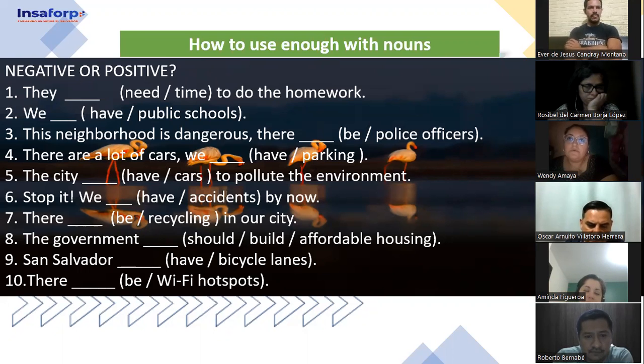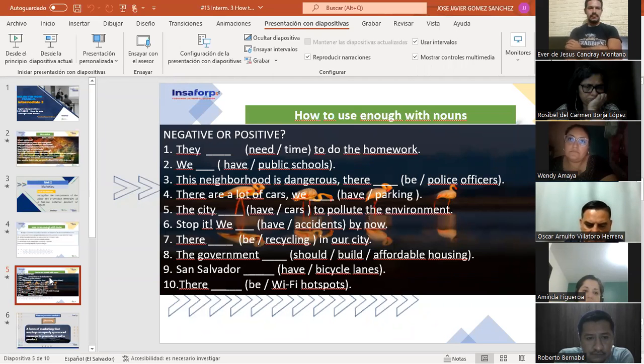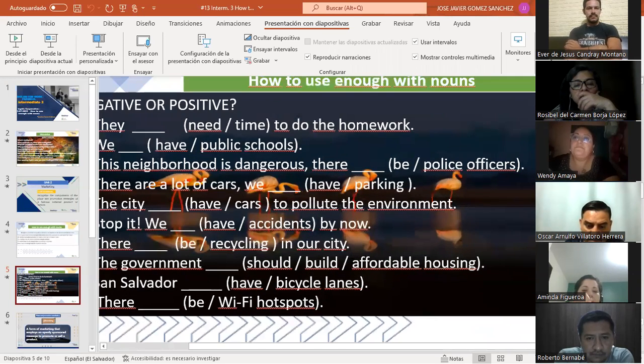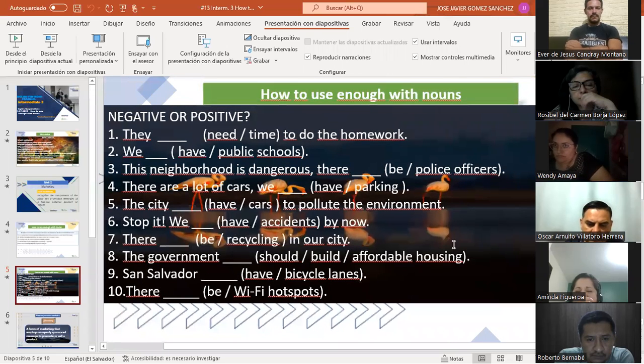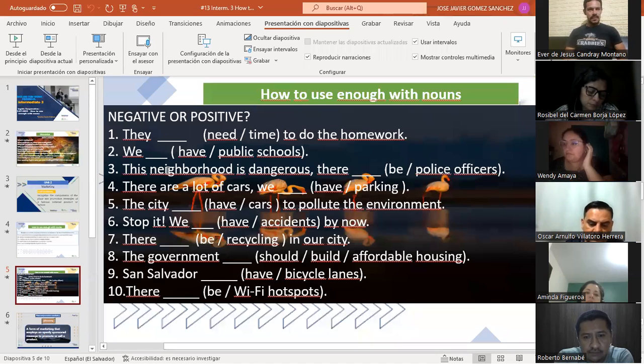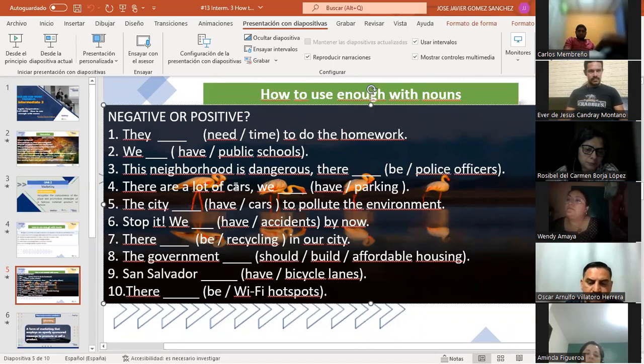Now, negative or positive, right? Good. So this is the exercise for tonight. Let's start with the first one, right? And I'm going to start with Trini. Trini, please. We have here the sentence, right? And we are going to use the word enough, right?